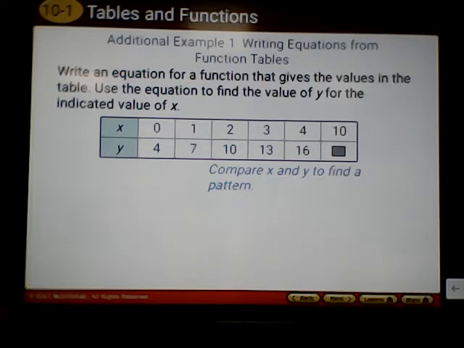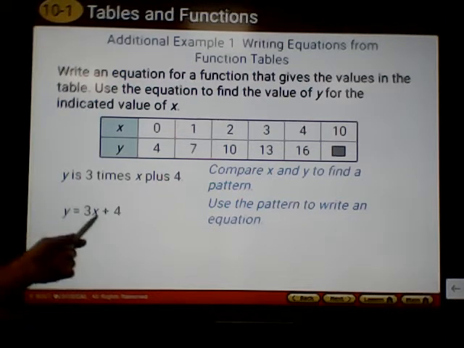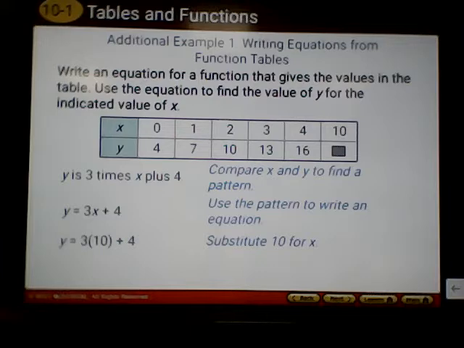So you compare x and y to find a pattern. They just do it for you. Y is 3 times x plus 4. So we write the equation: 3x plus 4. So this is how you write your equation. It's always going to be y equals something with the x, and then if there's another operation, plus 4. And you substitute in 10, so 3 times 10 is 30 plus 4 is 34. And there's how you find the answer.